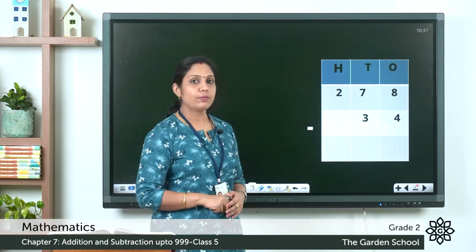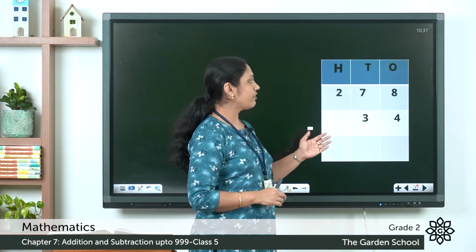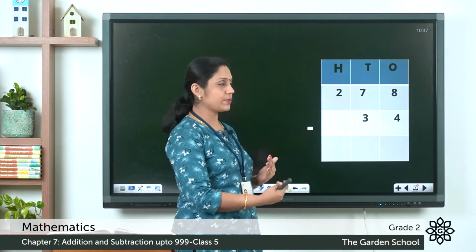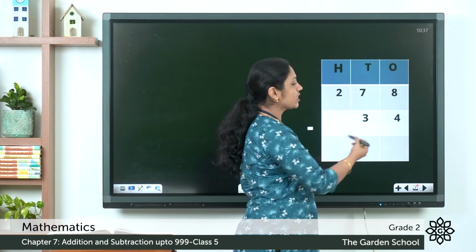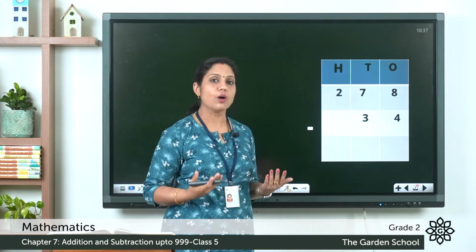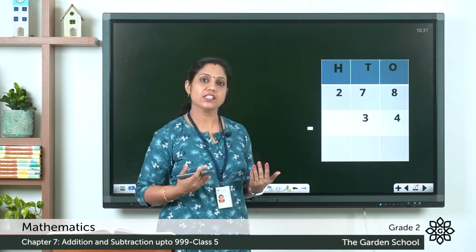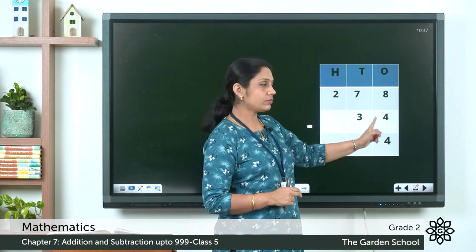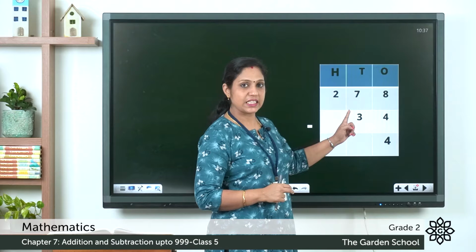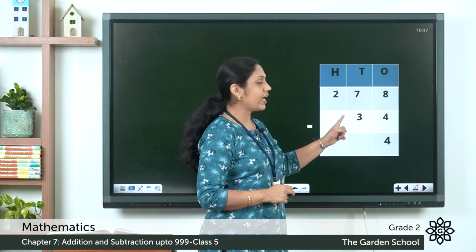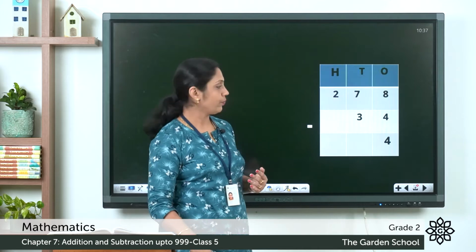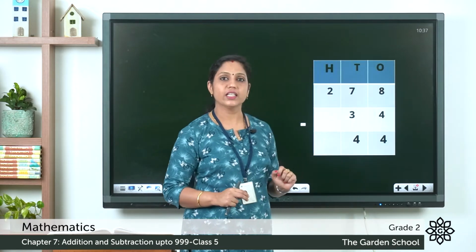Let's have a look at this number. It is 278 minus 34. So let's start from the ones position. We have 8 minus 4 in the ones position. So how much is 8 minus 4? It is 4. So we have to write 4 here in the ones place. Now let's look at the numbers in the tens place. We have 7 minus 3. So how much is 7 minus 3? It is 4. So here 4 we write here in the tens place.